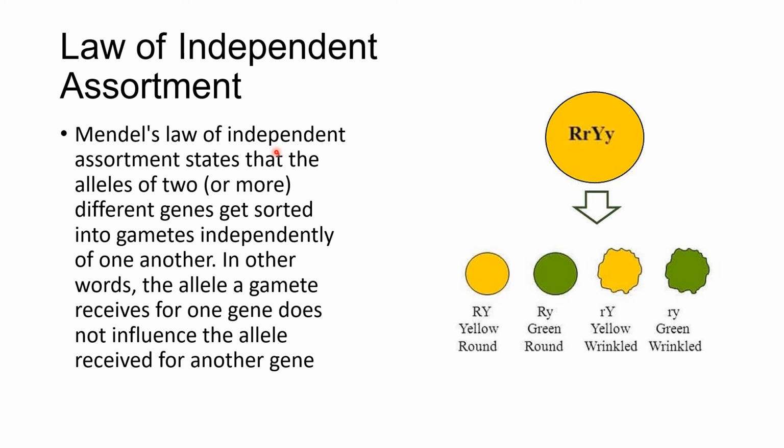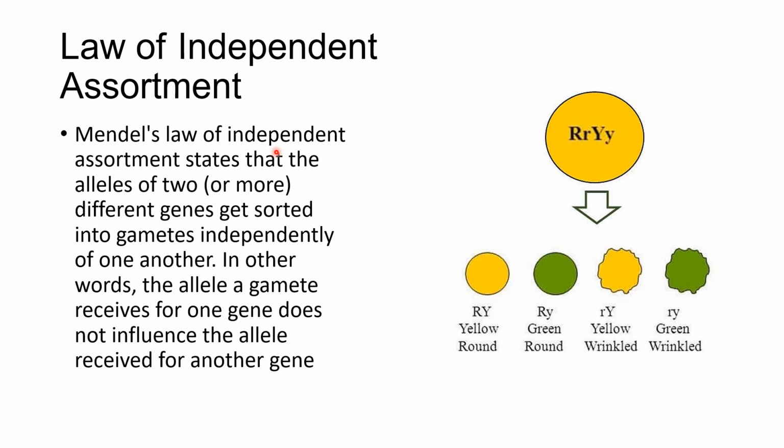of two or more different genes get sorted into gametes independently of one another. In other words, the allele a gamete received for one gene does not influence the allele received for another gene. So they are independent of each other. Those alleles are independent from each other. There is no influence on why one allele was paired with another one. So they are independent from each other.